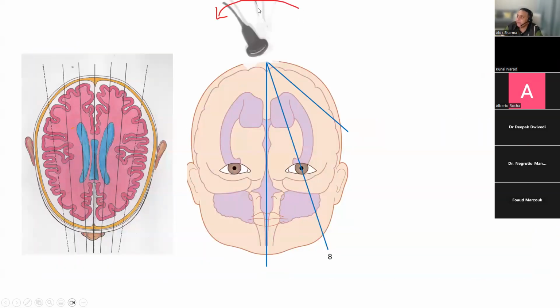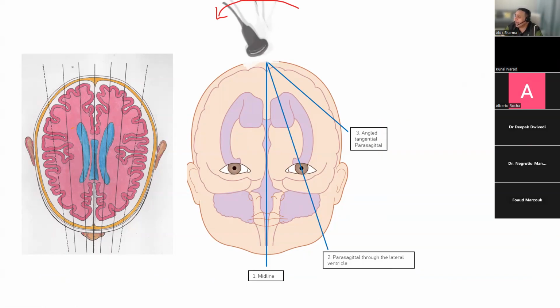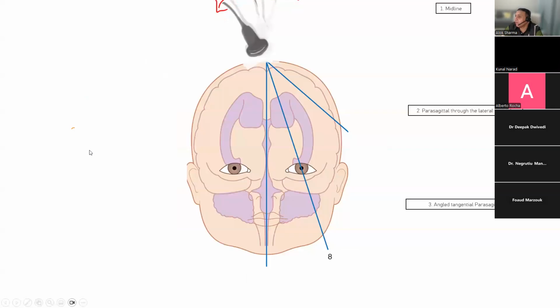But again, this is just an example of how you are angulating to get your midline, your parasagittal through the lateral ventricle, and your angled or extreme tangential parasagittal views. This is what it looks like from the top. So at this particular point you've got the midline cavum. Now, as you move from front to back, the definition of the cavum changes. If this is a preterm baby, what you've got at the front is the cavum septum pellucidum. But as you move to the back, if there is a remnant that's still present in the baby, it's called cavum vergae. And these are the lateral ventricles, and they'll have choroid plexus in them.